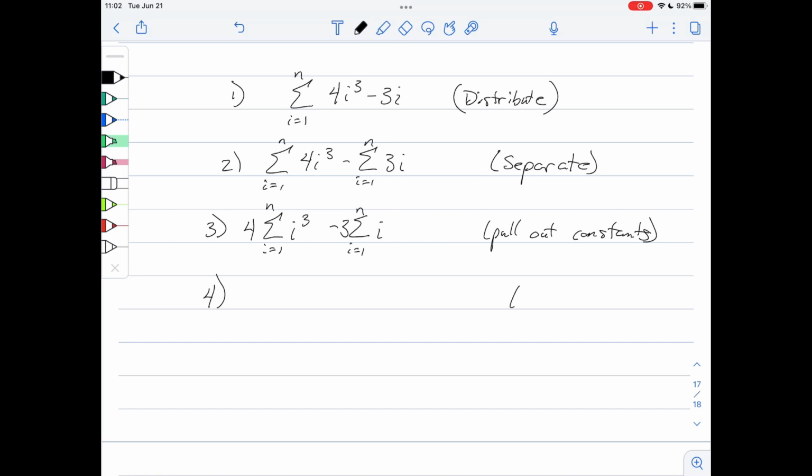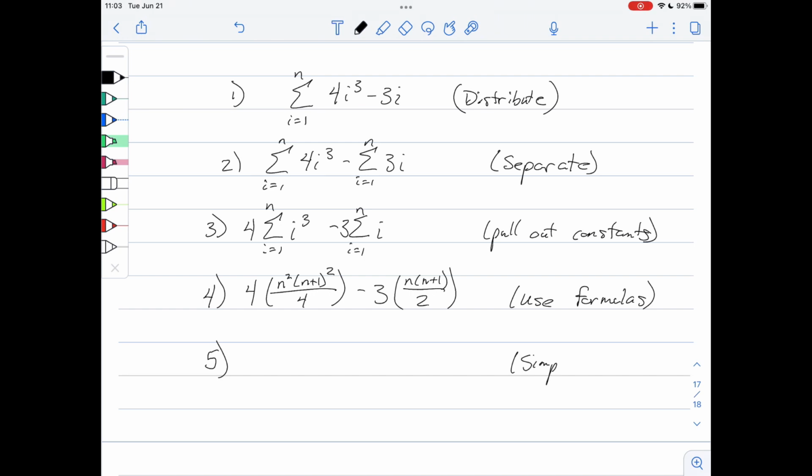After that, we are going to just use our formulas to evaluate what the sum of i cubed is and what the sum of i is. So we're going to get 4 times n squared times n plus 1 squared all over 4, minus 3 times n times n plus 1 all over 2. And our final step is to just use algebra and simplify this to get it into its simplest possible form, which is n times n plus 1 times 2n cubed plus 2n minus 3 all over 2.